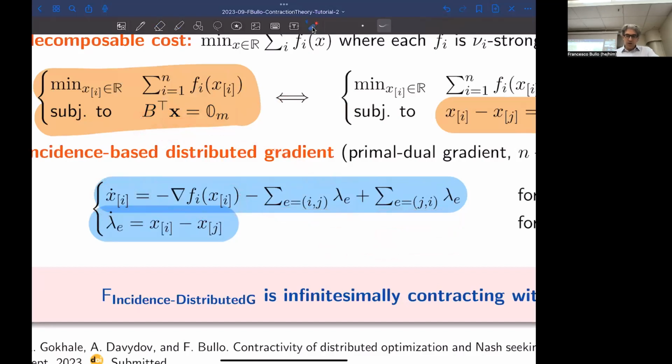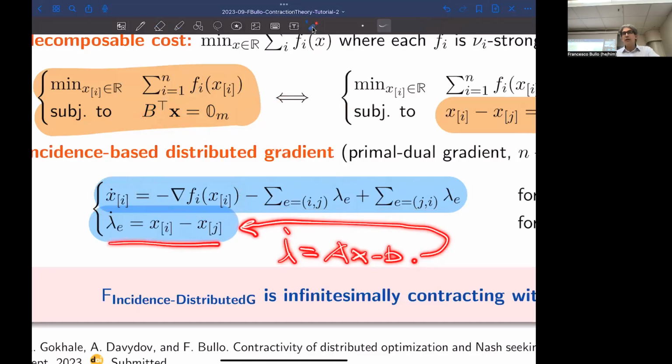And then you need to write the ODE, which was lambda dot equal to AX minus B. That was the general case, right? The ODE for the Lagrange multipliers in this case ends up being super simple: the Lagrange multiplier lambda associated to the edge E obeys a very simple ODE, lambda E dot equal to Xi minus Xj.